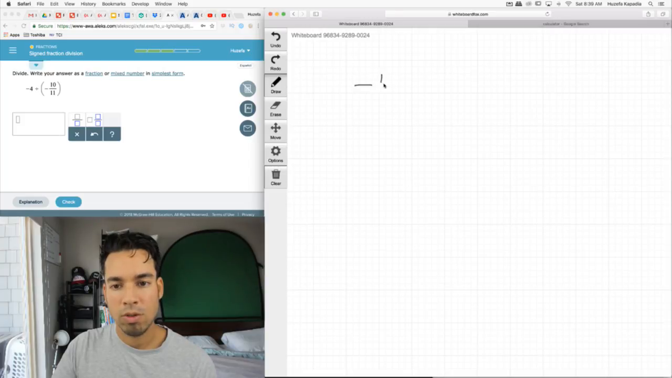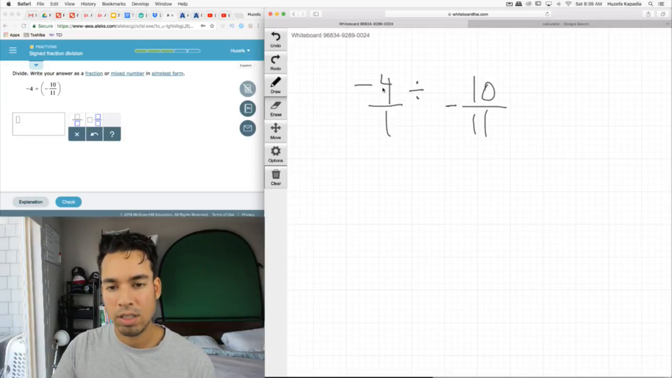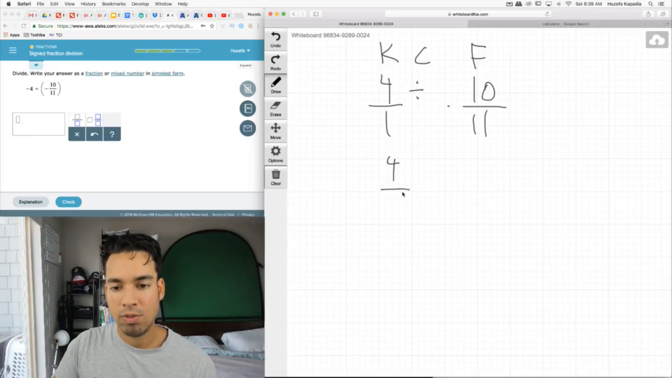Last one, negative 4 divided by, I'm going to turn this into a fraction, negative 10 over 11. And this is great. Once again, the negatives are going to cancel out, so we can get rid of those. And now let's do keep, change, flip. Keep this as 4 over 1. Change this to multiply. Flip that to 11 over 10.